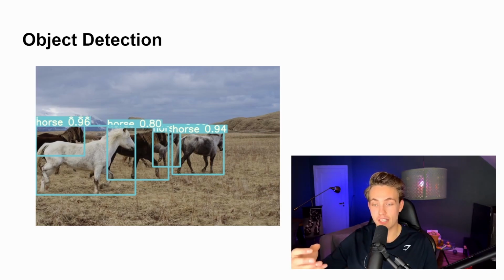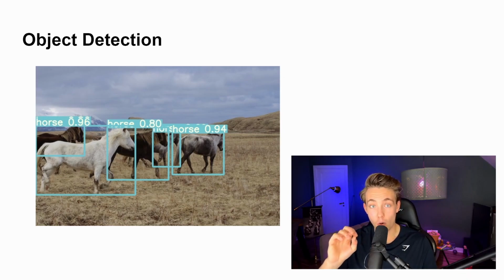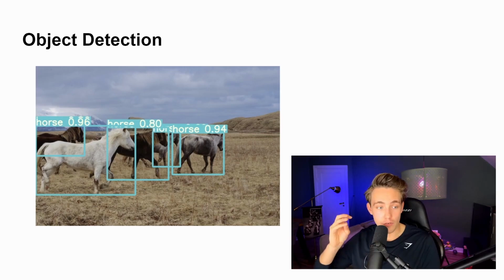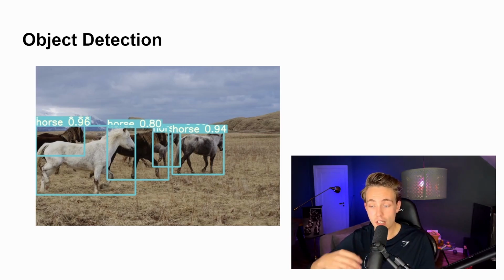So this is not just a classification problem. Here we're not just classifying that there is a horse in the image, but we actually detect where exactly the horse is in the image. And this can be used for a lot of different kinds of things, and we're going to cover way more throughout this course, how it can be used and also how it's done.